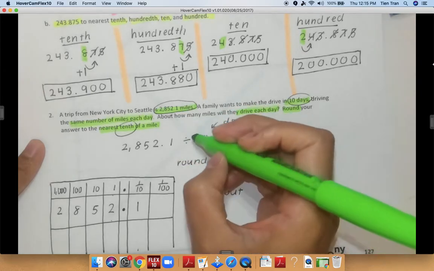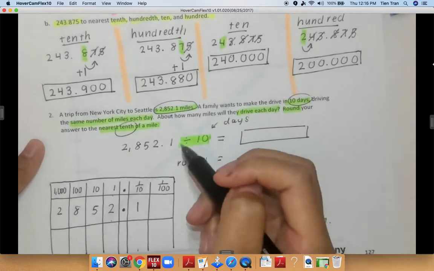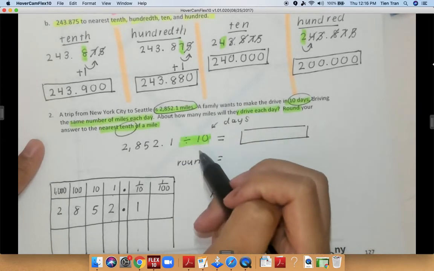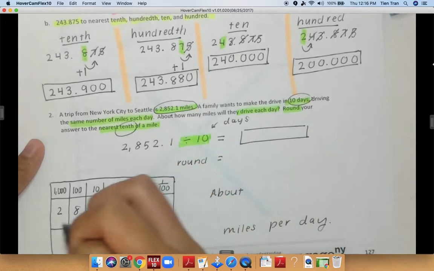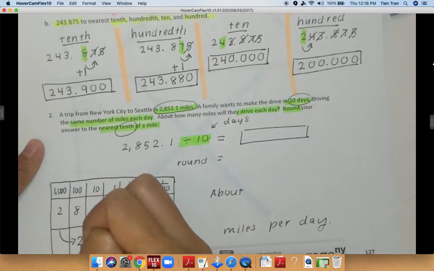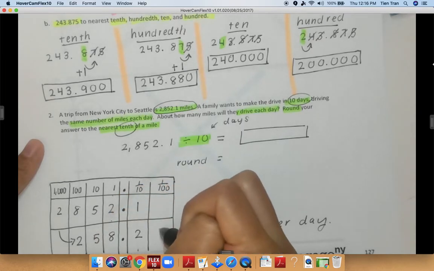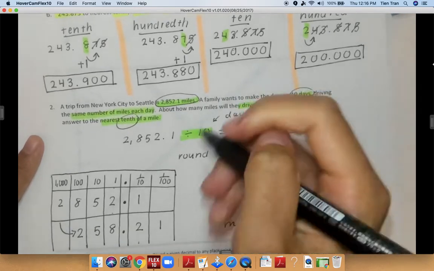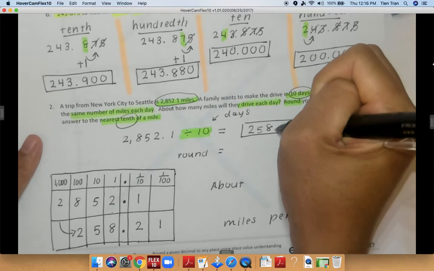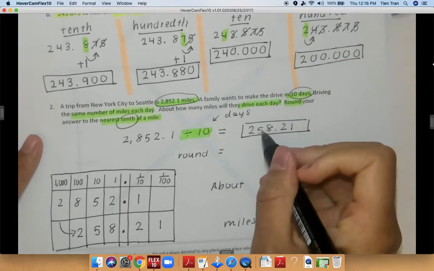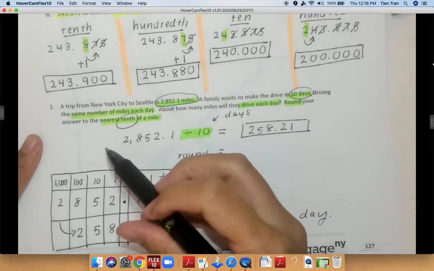Okay? Now they're asking me to divide by 10, okay? Remember when you are dividing by 10, because you're trying to figure out 10 days split up, then you are going to move to your right. How many times? 1 time, because there is only 1 0. So I would move my 2 over to the right 1 time and include all of my other numbers. So my new number right now is going to be 258.21.